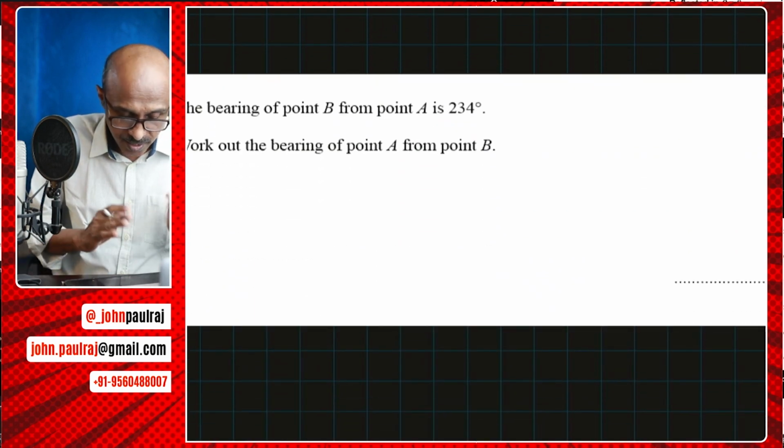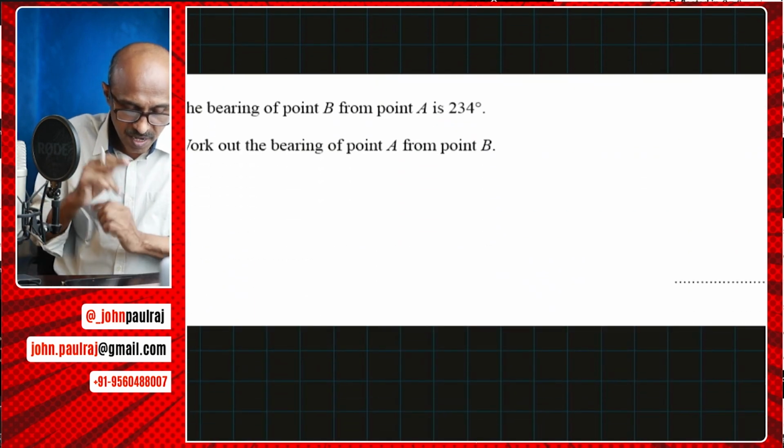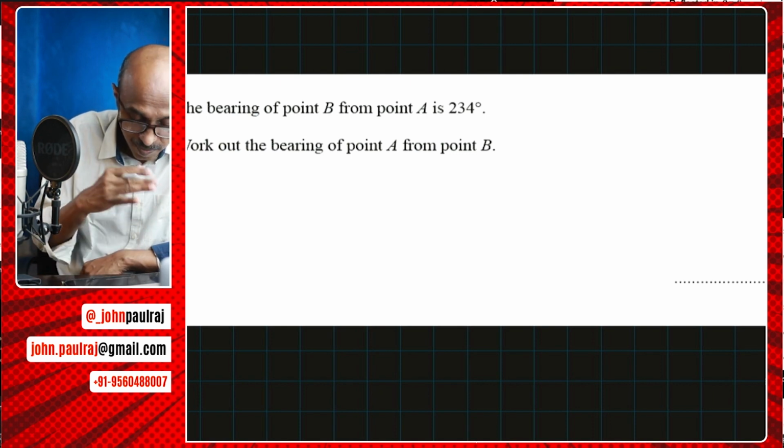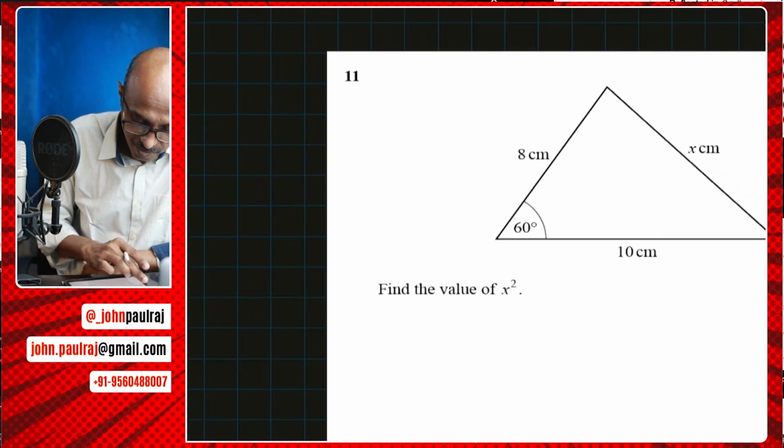Bearings. The bearing of a point B from a point A is 234. Work out the bearing of a point A from point B. That should be pretty straightforward. You probably have already practiced this kind of question for paper 4. I'm not going to go through this.